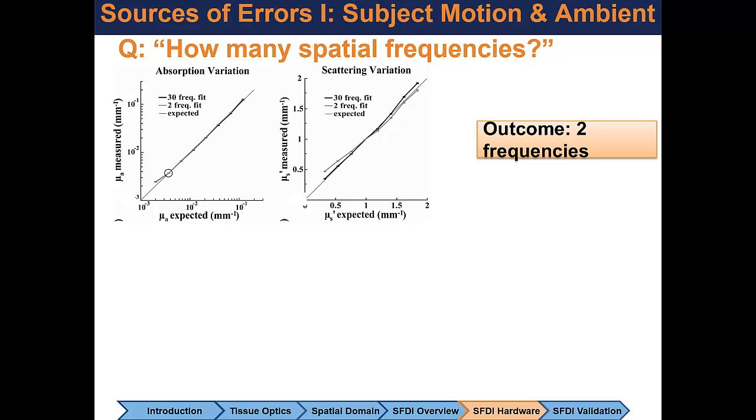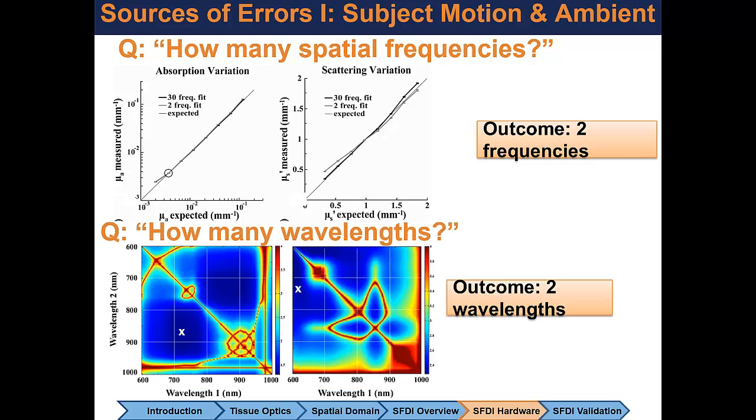Typically in spatially resolved measurements, you need a lot more than 2 in order to be able to accurately resolve absorption and scattering. The question was how many wavelengths? When we were talking about just isolating oxy and deoxyhemoglobin, the answer was also 2. Over the years, we've added wavelengths in the visible to be able to resolve melanin separately, and now in our clinical embodiment, we have 5 wavelengths.